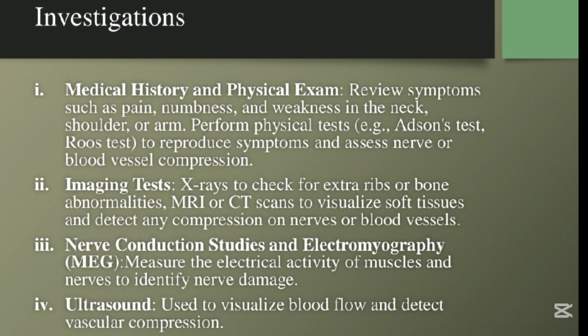Now, the next one is imaging tests. This is how we diagnose thoracic outlet syndrome: X-ray to check for extra ribs or bone abnormalities, MRI and CT scan to visualize the soft tissues and detect any compression on nerves or blood vessels, because we can see it easily on CT, X-ray or MRI.